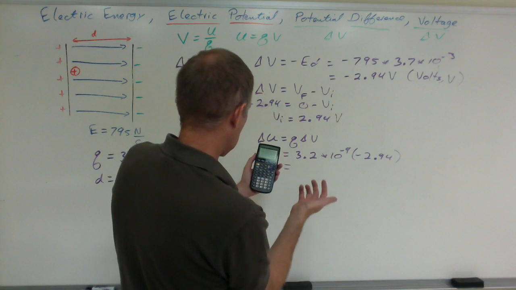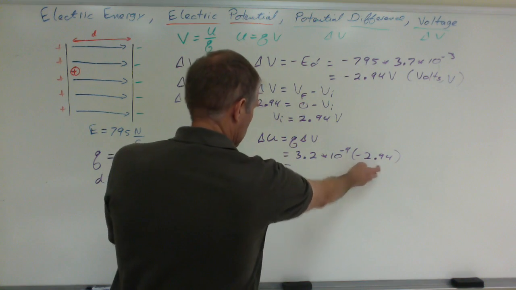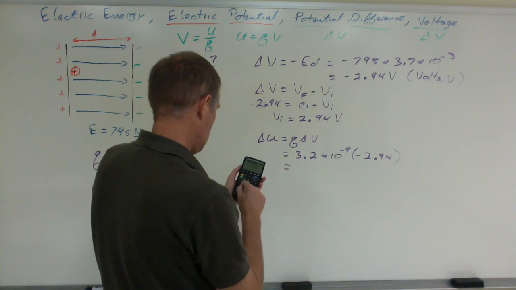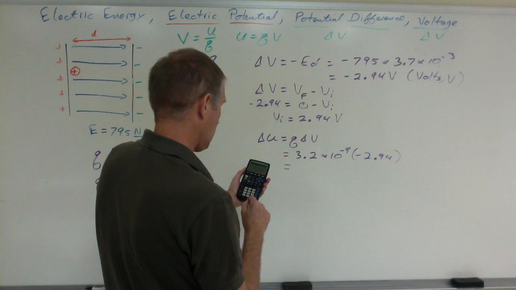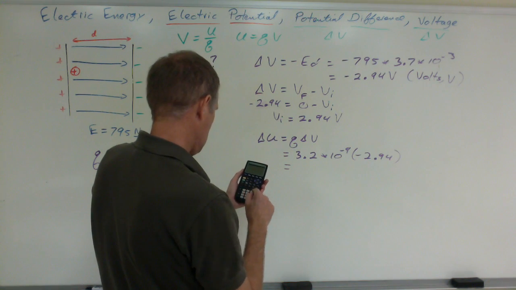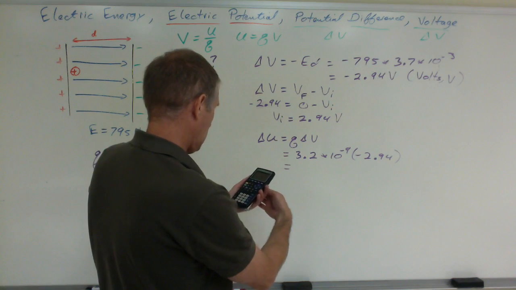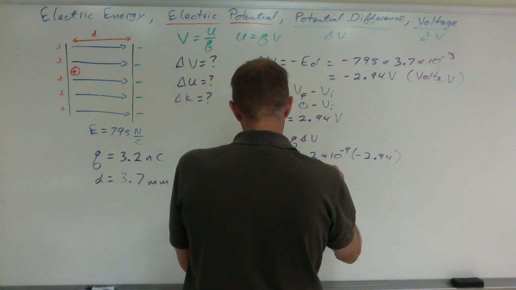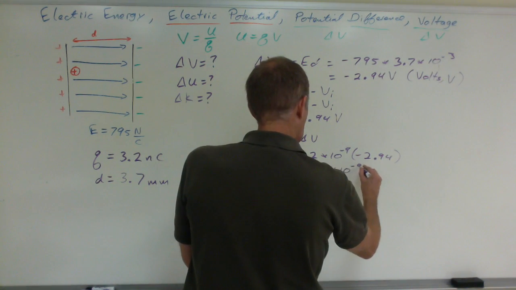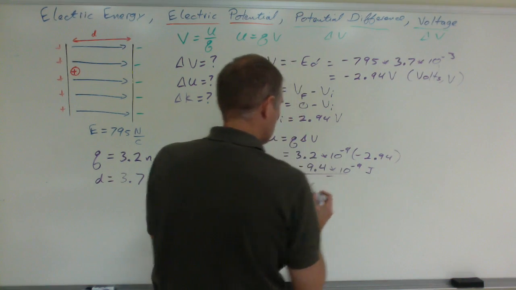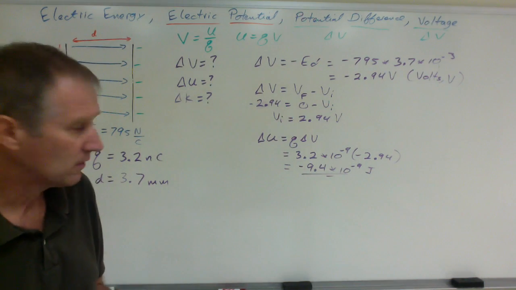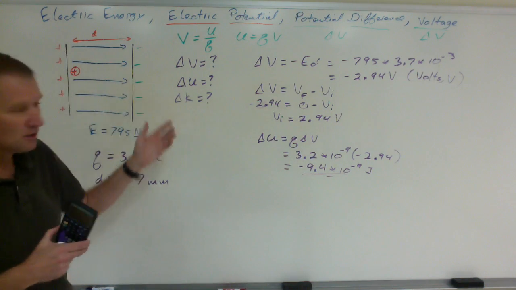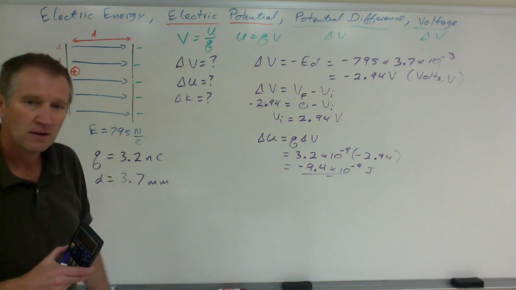Okay, so if I got it wrong, I apologize. I already have this on my calculator. Negative 2.9415 is what that actually is. Times that, so that's 3.2 times 10 to the negative 9. Yeah, okay, negative 9. So I get negative 9.4 times 10 to the negative 9 joules. That's the change in potential energy of this charge. It's negative because it's losing potential energy as it accelerates to the right.